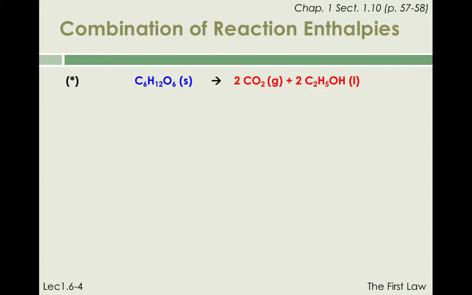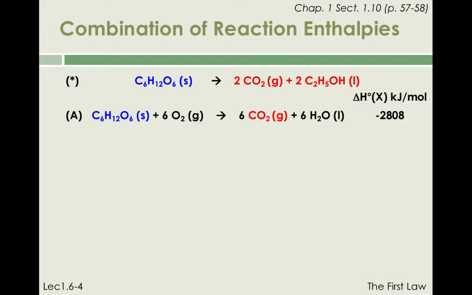As an example of the application of Hess's law, let us consider the alcoholic fermentation of glucose. This reaction is simply written as the transformation of 1 mole of glucose into 2 moles of carbon dioxide plus 2 moles of ethanol. Let us show that this fermentation reaction can be written as the combination of the combustion reactions for glucose and for ethanol.